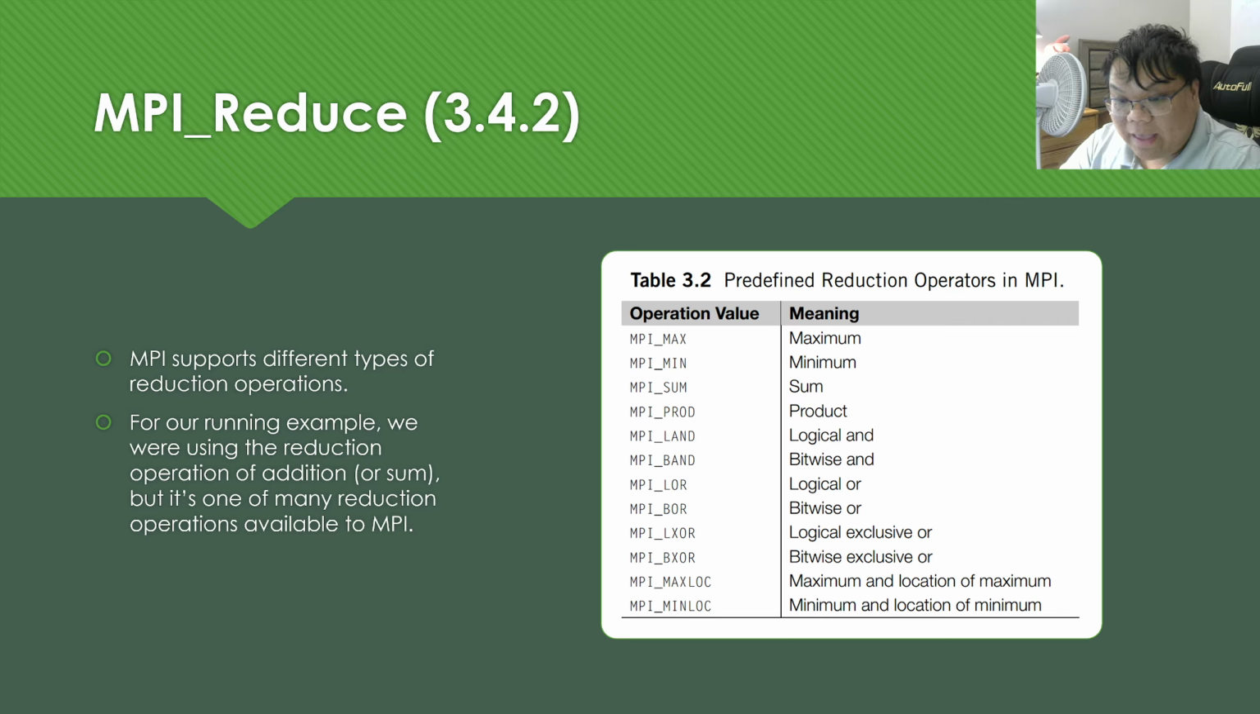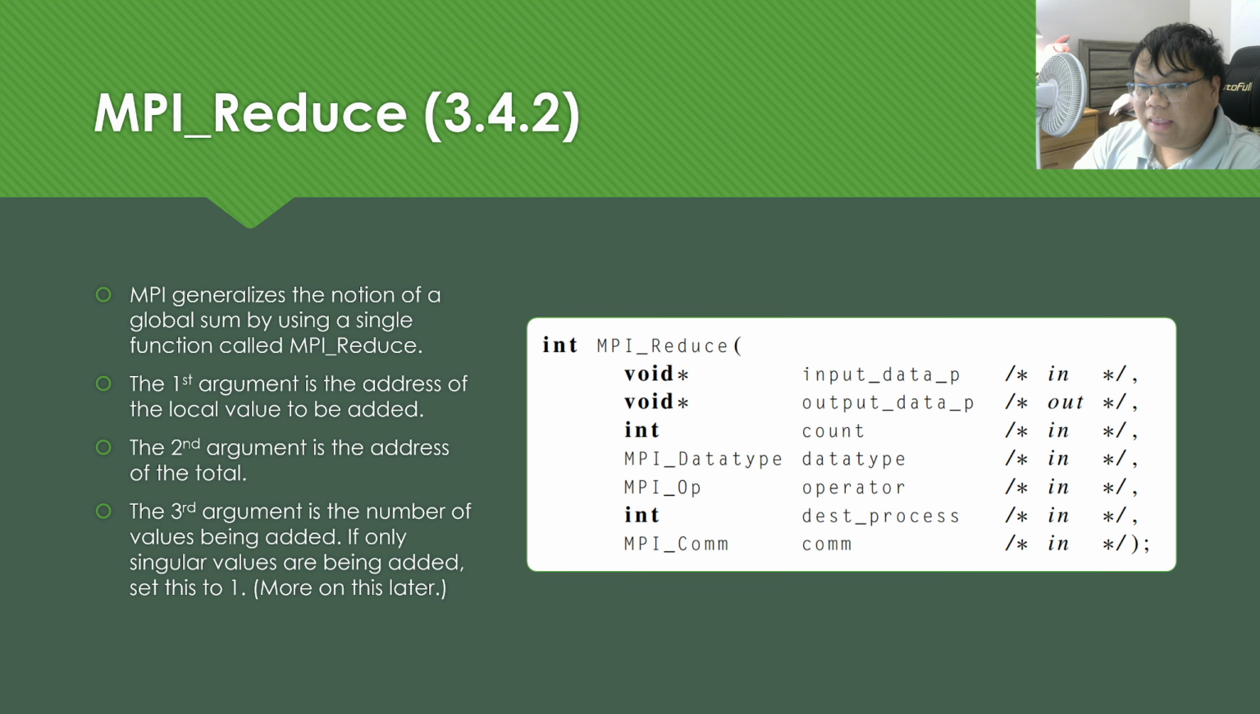because in the program for the trapezoid rule, it's just addition after addition after addition, and we are just adding it to a running global total. But it's far from the only reduction operation available to us.